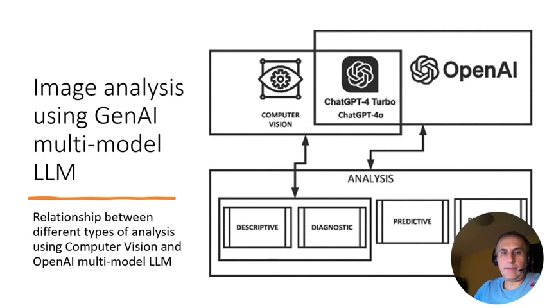On this diagram, you can see how different OpenAI models and other AI technologies are related to different types of data analytics. We will also consider in the research the use of standard AI-related technologies like computer vision for specific purposes, and mostly for cost and performance optimization.